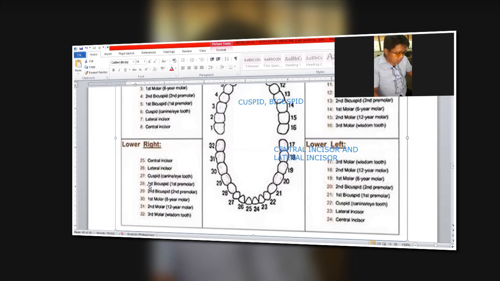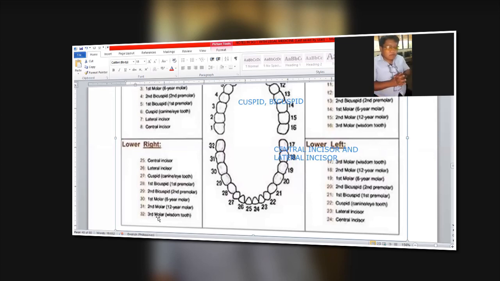Tooth number 28 here is the first bicuspid, or first premolar. Then 29 is the lower right second premolar. Then 30 is the first molar. 31 is the second molar. Then 32, the last tooth, is the lower right third molar.